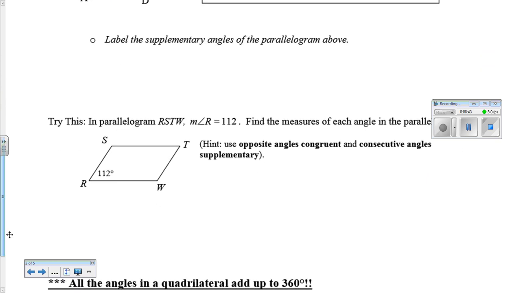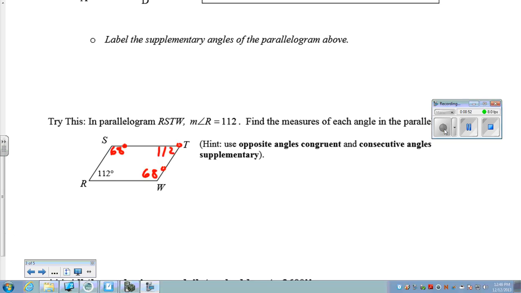Pause the video, try this. I'm giving you one angle. Use those two concepts to fill in the other three. Please pause your video. All right, take a look. If angle R is 112, that means angle T has to be 112 degrees as well because they're opposite angles and they're congruent. It tells me right here.